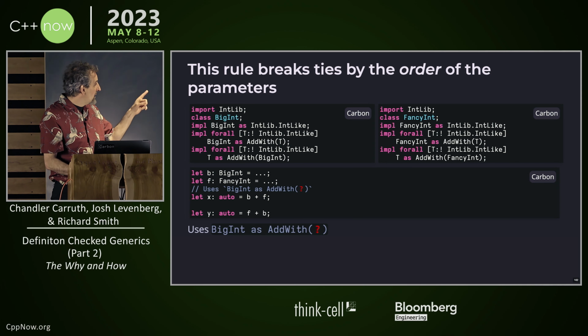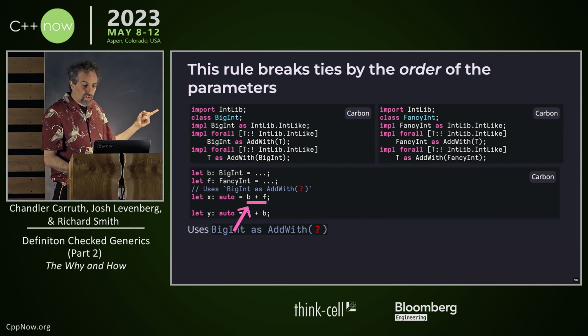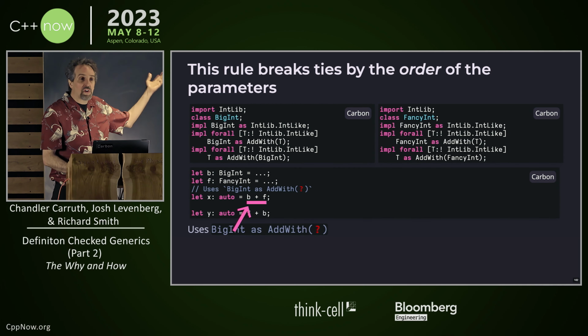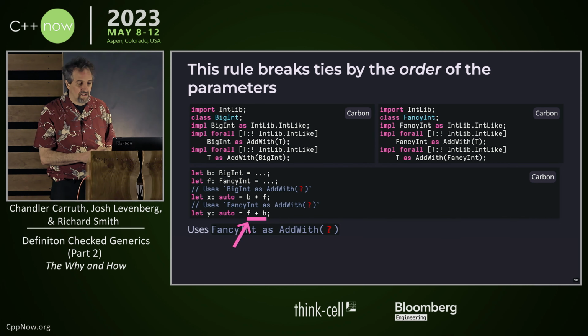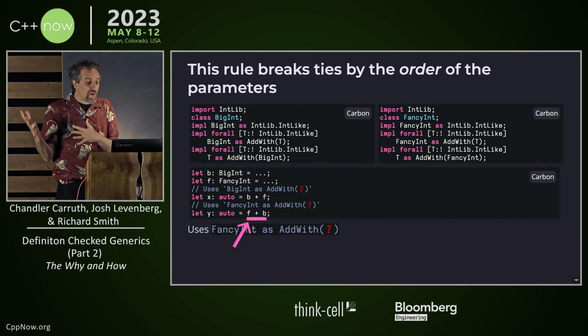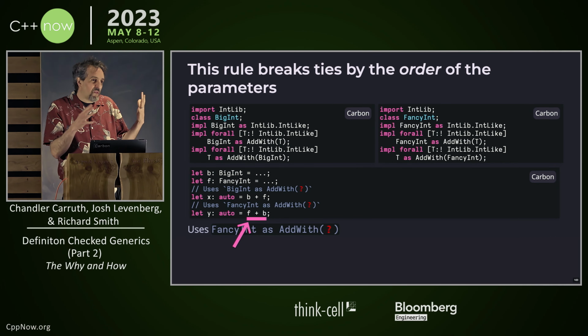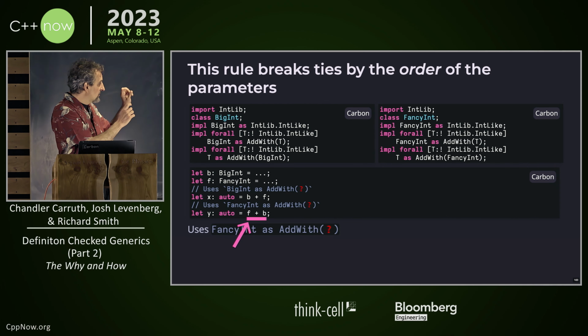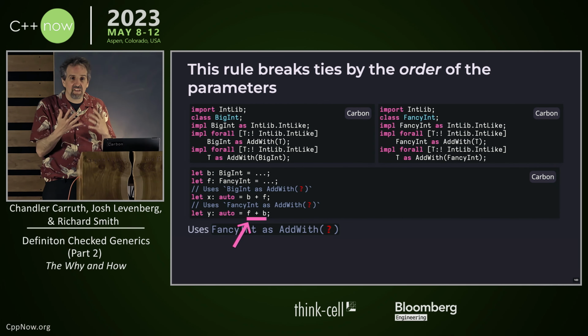So now what happens if we try and add a big int to a fancy int? If the big int is first, its implementation gets higher priority according to the type structure rule. If the fancy int is first, the fancy int's implementation is higher priority. And the problem here is we really don't have any reason to favor big int or fancy int over the other, except the order in which they appear in the parameter list. And this is sort of the price we have to pay in order to get a total ordering when getting implementations from different libraries.